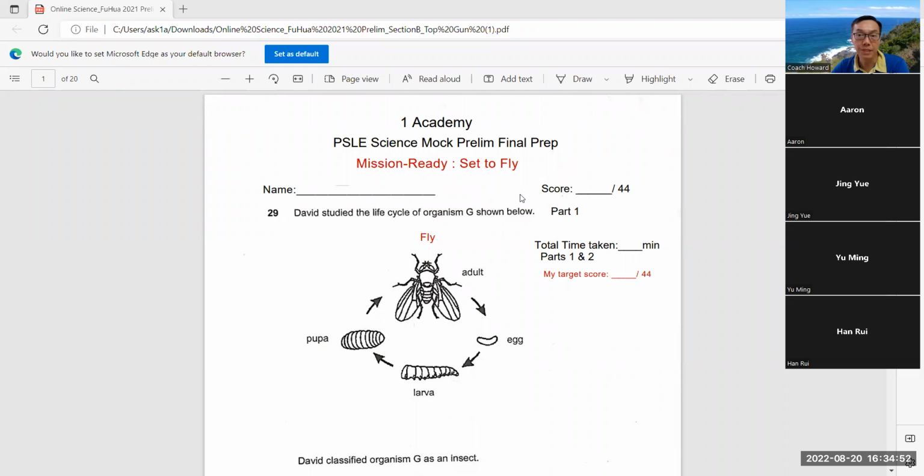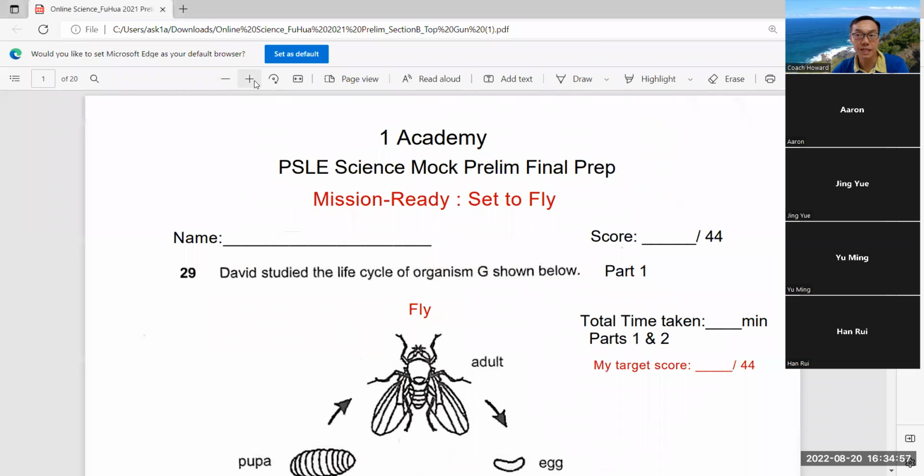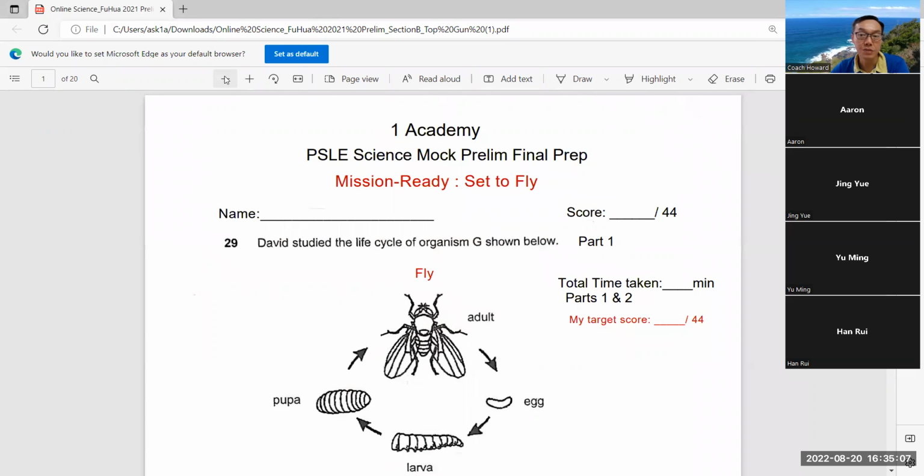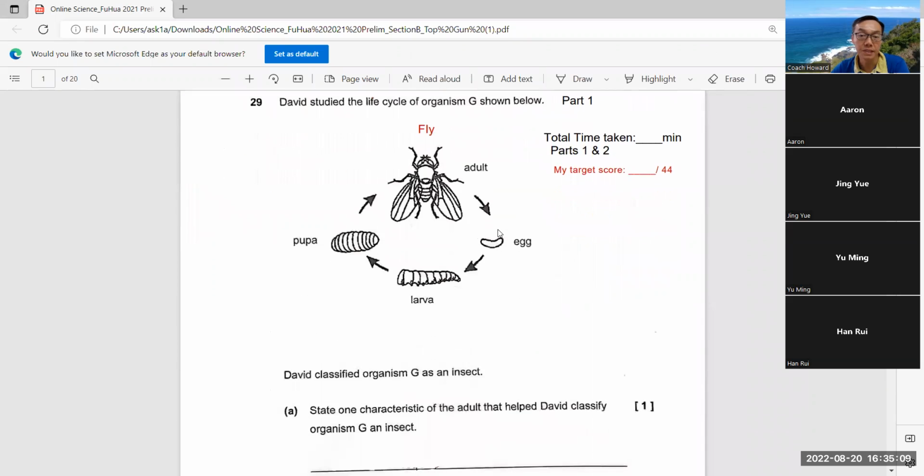Okay, today this will be the final prelim paper before you set to fly your mission to neutralize all the enemy targets, which are actually the questions that you'll be facing in your various schools' prelim paper. So let's go through this question.